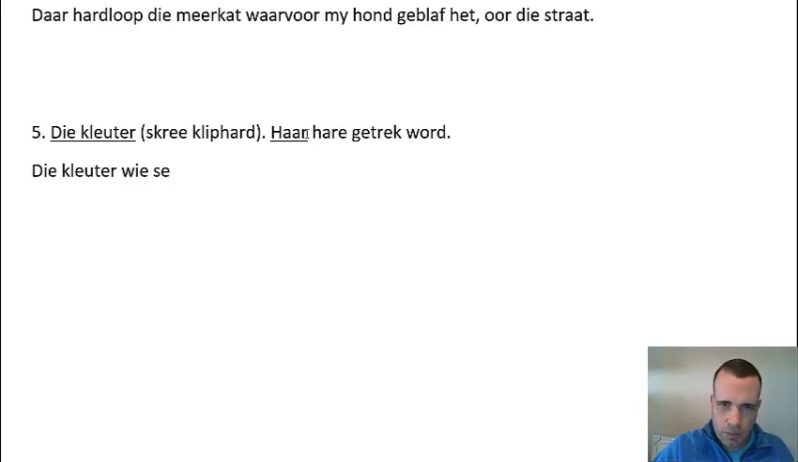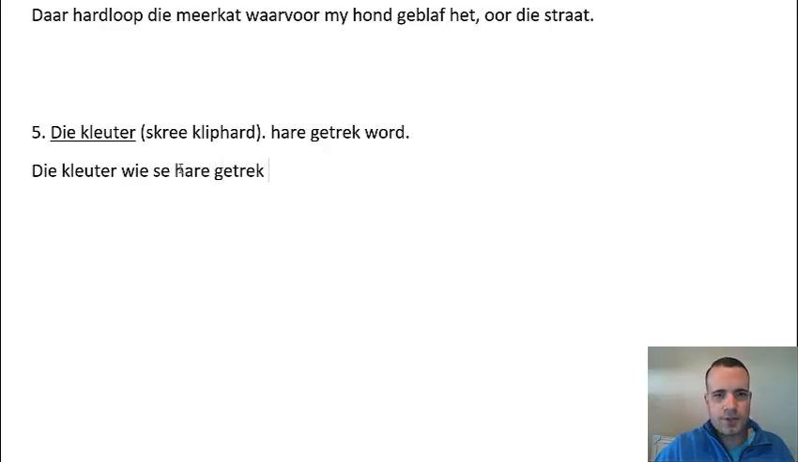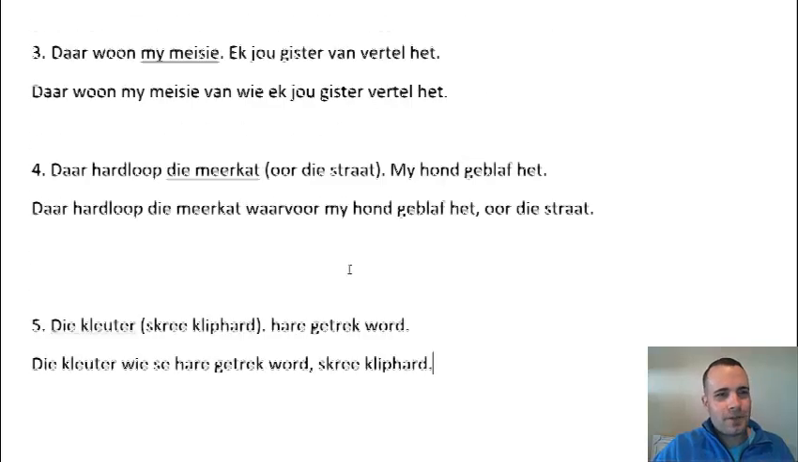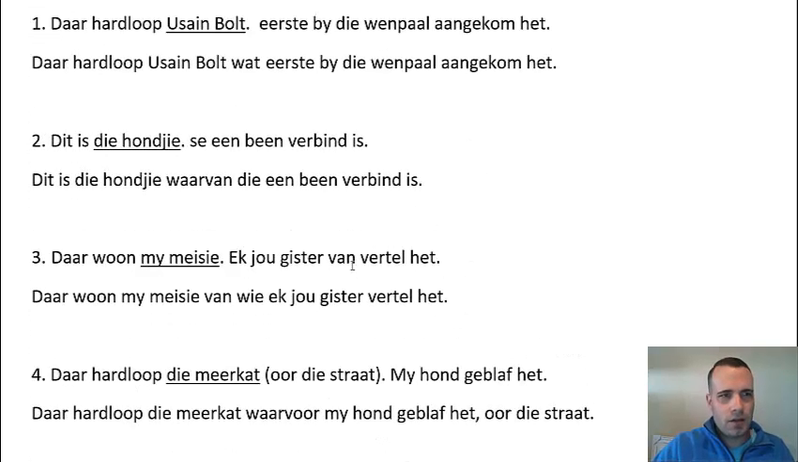What's left here? Then we've taken out haar. What's left here? You copy that, the rest of that. Die kleuter wie se hare getrek word, comma, don't forget the piece that was left there, skree kliphard. And there you have it. That's the answer. Okay, so that's a lot of information that we covered in exactly 15 minutes.